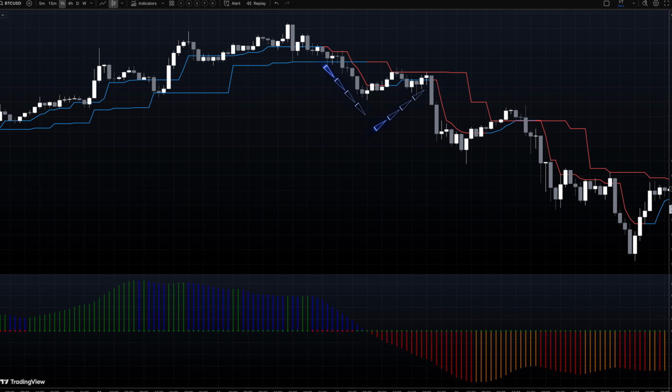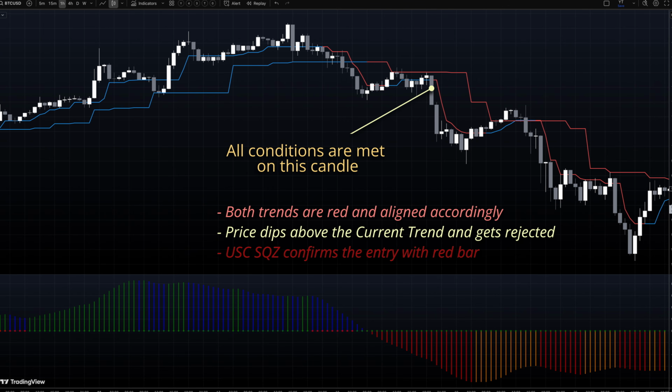To enter short position, wait for the price to cross below both TTK indicator lines and pullback when the price crosses above the current trend line, but not going above the main trend line. Enter on the price rejection confirmed by red UCS squeeze indicator bar.